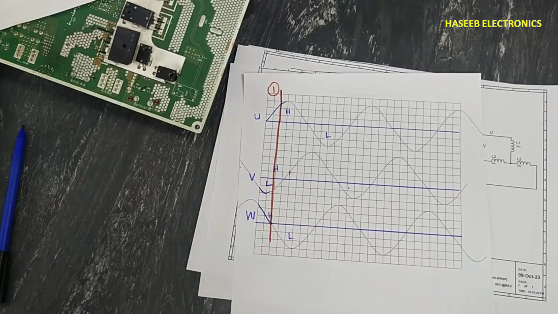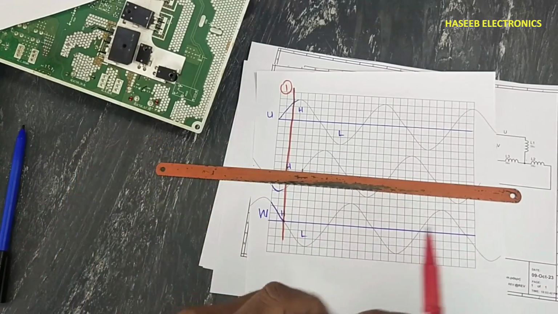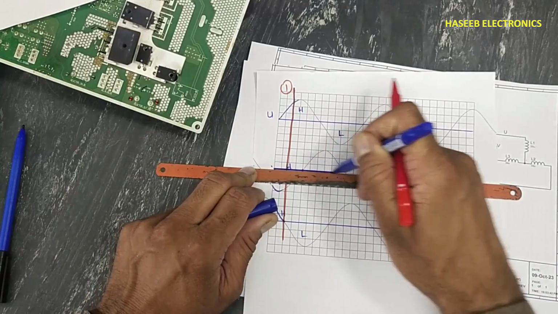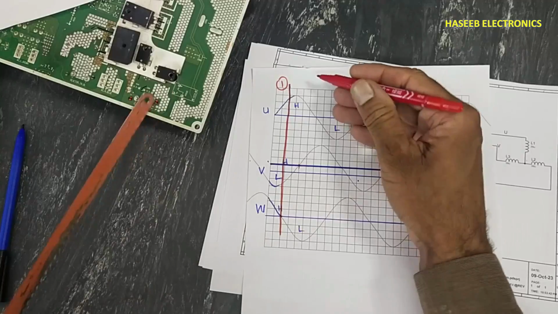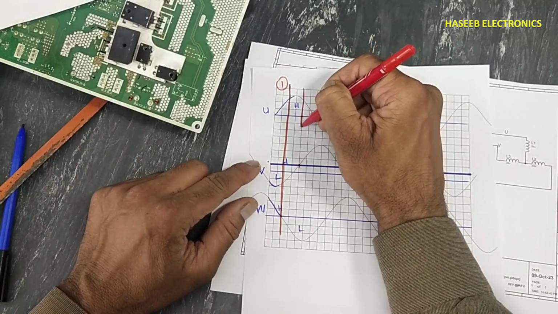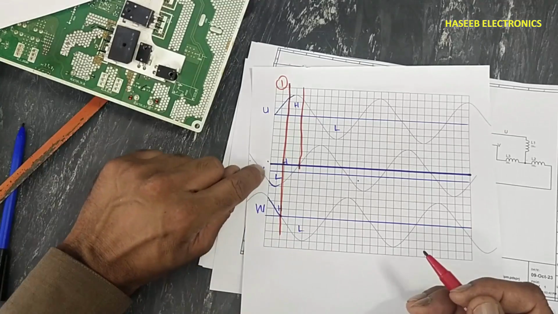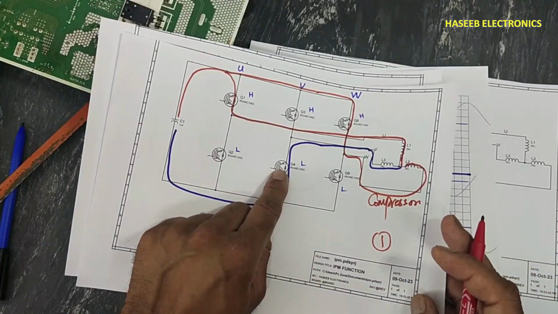Sorry, this line, it must be here. Now if we check this sequence, now this IGBT will switch. V low side, this will turn off.